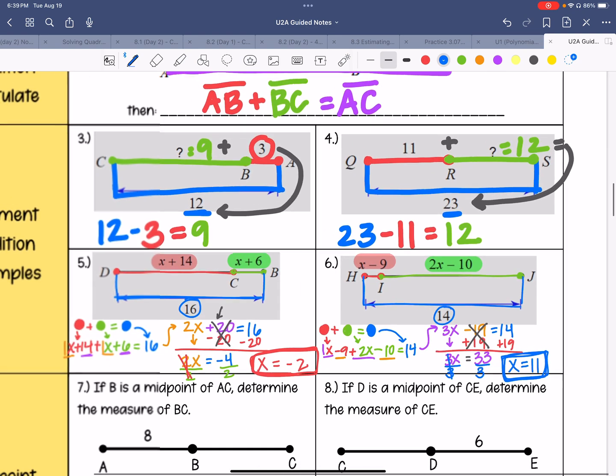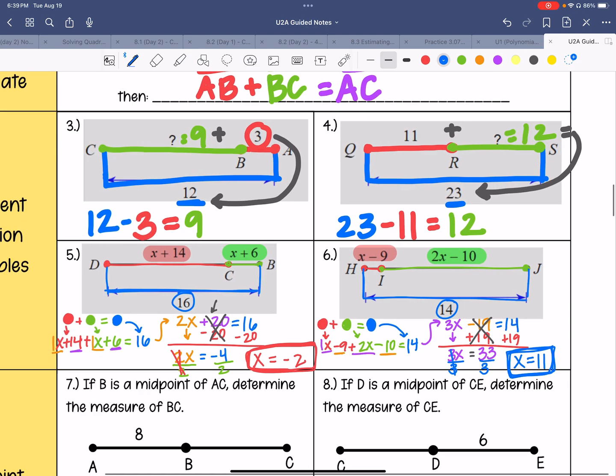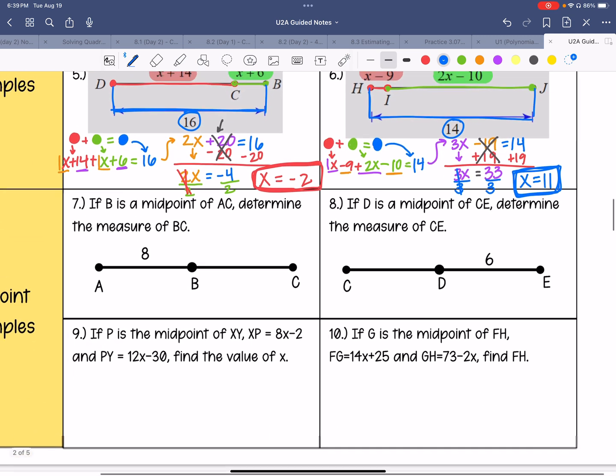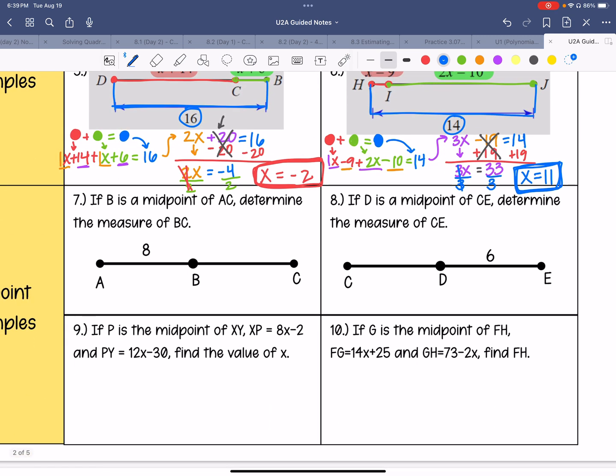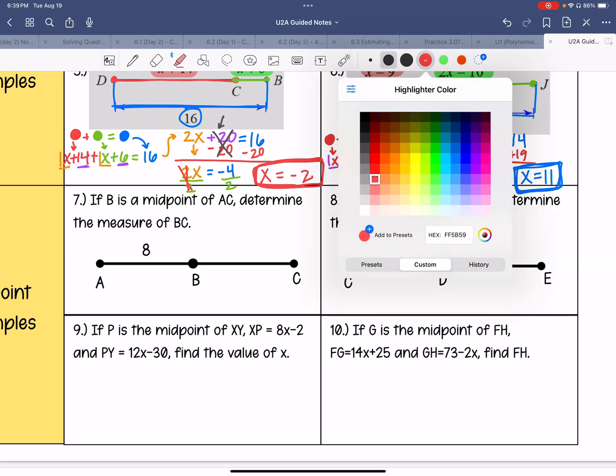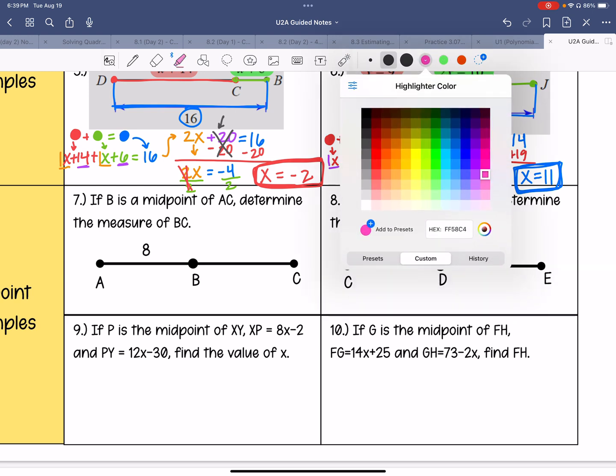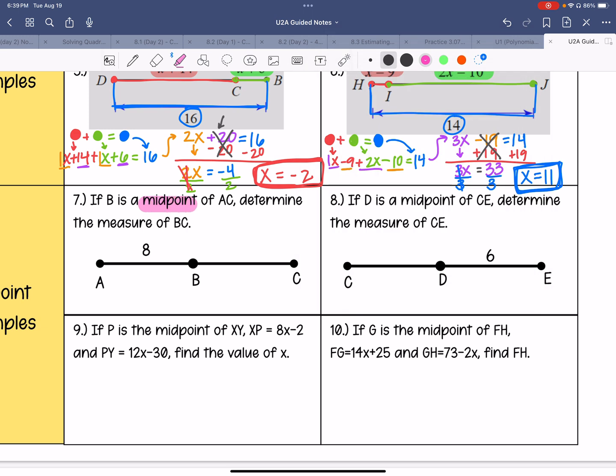So that is our segment addition. We can take each piece of our segment, add them together, and set them equal to the whole thing. All right, midpoints. If we see the word midpoints, that is a major key word. Our ears need to perk up. So if we see midpoint, that is an important piece of information that we need to pay attention to.